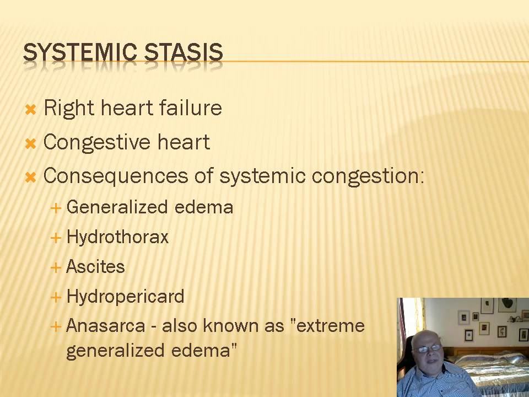Edema affecting all tissue, all organs, including ascites, accumulation of liquid in the thoracic cavity, in the pleural cavity under the name of hydrothorax, including with accumulating of liquid in the pericardial cavity under the name of hydropericardium. The generalized edema with hydrothorax, ascites, and hydropericardium all together when it's happening, it's called anasarca, or the extreme generalized edema.